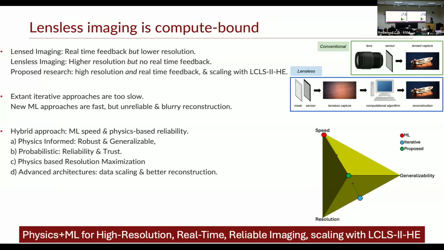because the computational recovery is expensive, this is really not a real-time technique. And so in X-ray microscopy, we have this kind of trade-off between speed and convenience versus resolution. So what I'm going to try to convince you of is that there's a way to break the dichotomy and get the best of both worlds in both speed and resolution, and that this can be something useful at LCLS.